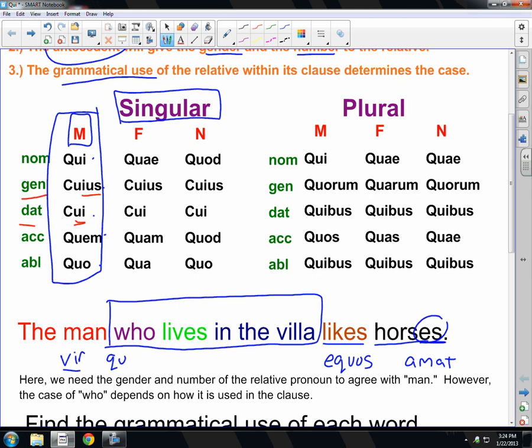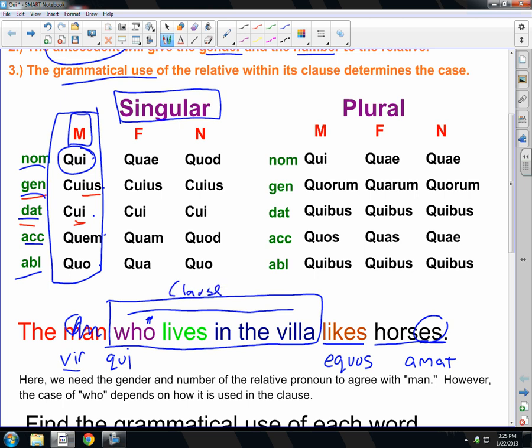The case of the word who, whether it's nominative, genitive, dative, accusative, or ablative, does not depend on man. It depends on how it's used inside this clause. In this case, we've already said who is the subject. Nominative is the subject form, so we use qui. Where has nothing to do with the case of qui. In this case, they happen to be the same, but they don't have to be, because the case of who is going to be determined by how it's used inside this relative clause.